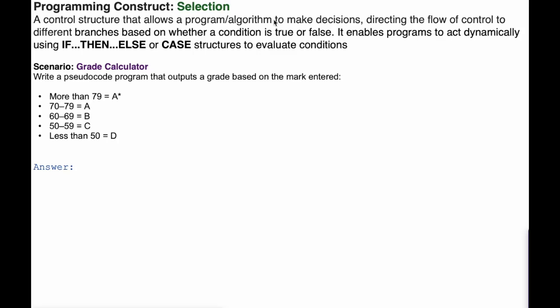Okay, let's look at this scenario, the grade calculator. We'll do it together and hopefully this will build your understanding of a nested if and the syntax in pseudocode. So we are writing a pseudocode program that outputs a grade based on the mark entered, and we've been given our grade boundaries. The first thing we have to do, yes, I know, it gets annoying, but we have to declare our variables, okay? So I'm going to declare a variable called mark, and the mark is going to be an integer.